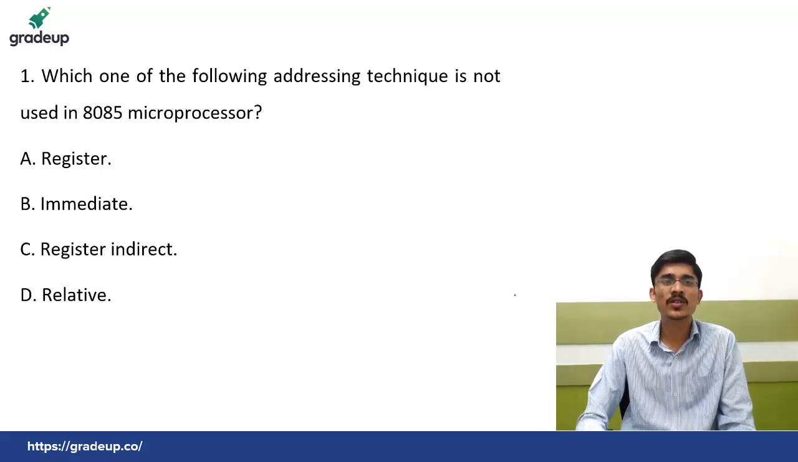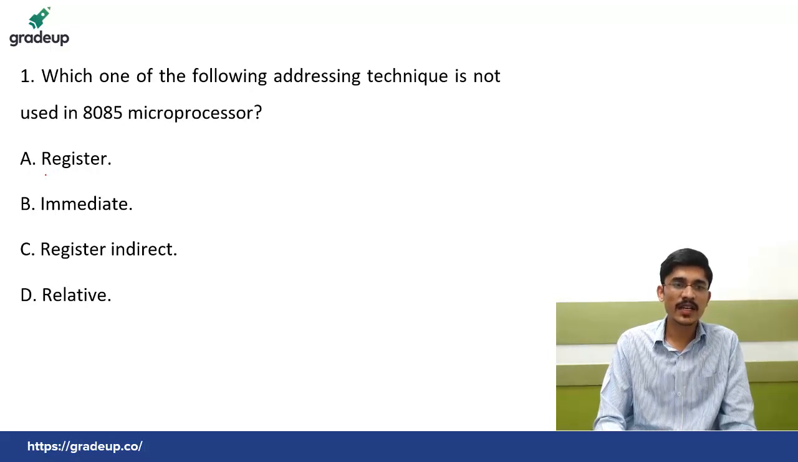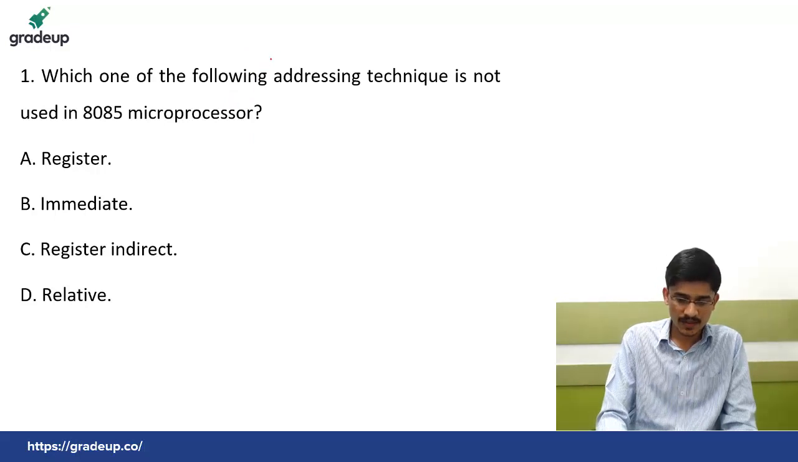Here is the first question on today's session. Which one of the following addressing techniques is not used in the 8085 microprocessor? There are different types of addressing techniques we are using, which are register addressing mode, like one register. There are different instructions, suppose MOV A, B. These instructions will be handled in the next class. The contents of B will be moved to the accumulator.